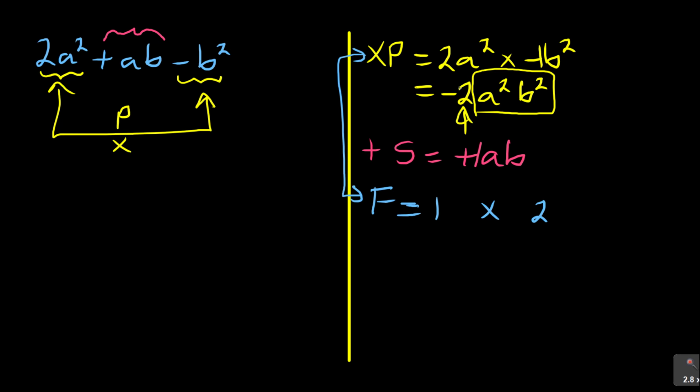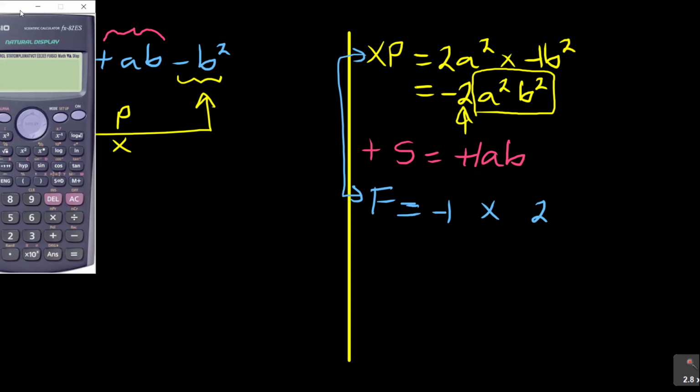But now I'm not interested in getting a positive 2. I'm interested in getting a negative 2. Now, how can I get a negative 2? There are two ways of getting a negative 2. Let me just give it a bit of space here. The first one is I can make this a minus, so minus 1 times 2.